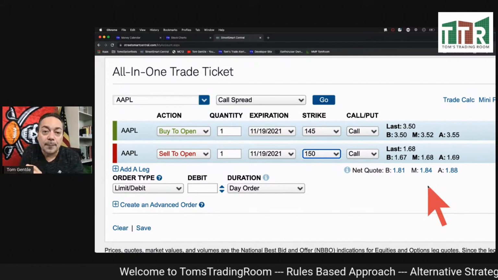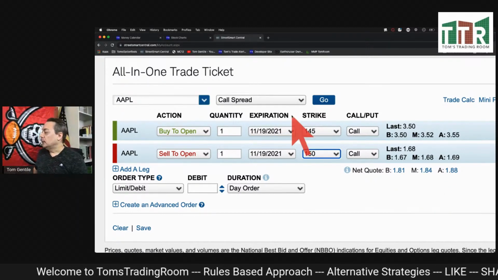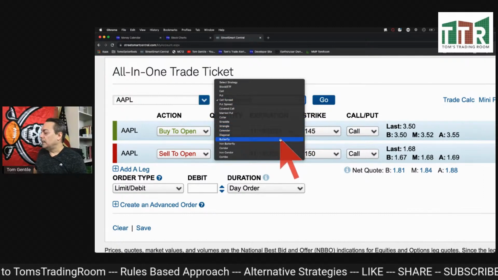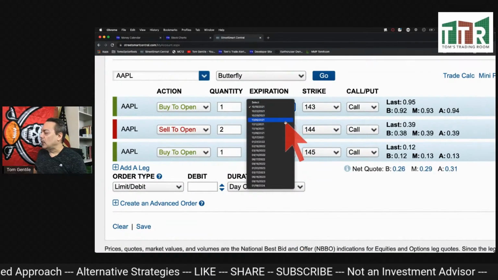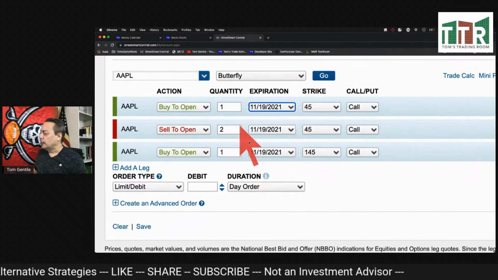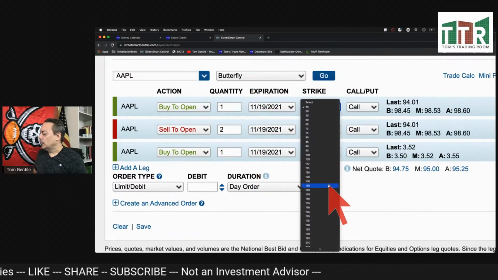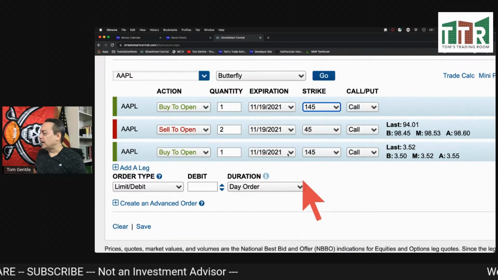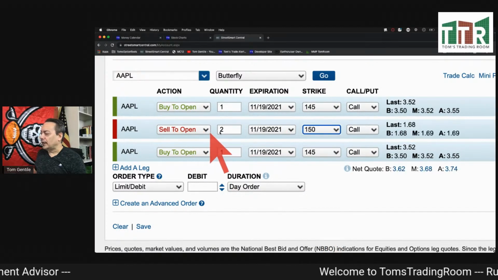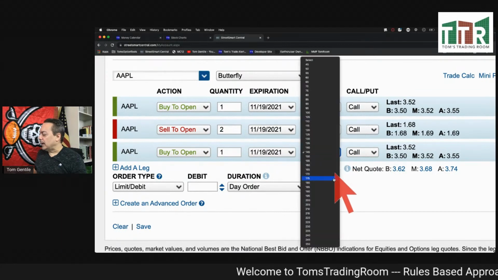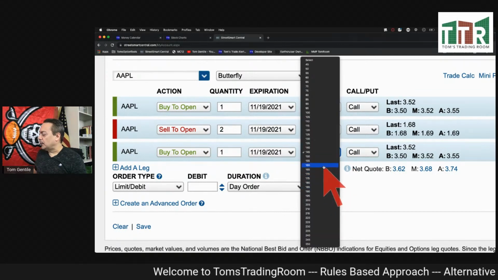Want to make it even cheaper? You can use a butterfly spread. Butterfly spread is the ability to spread, to create your buy to open. Let's make them all for the example I'm showing you, which is 11.19. We are going to look at the 145 calls to buy, the 150 calls to sell. We sell that times 2. And then we buy a 155 call for upside protection.